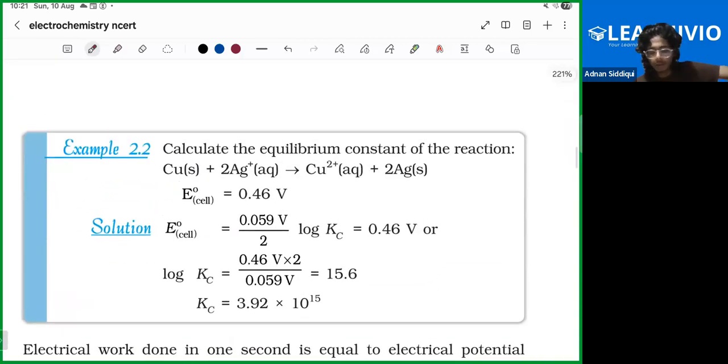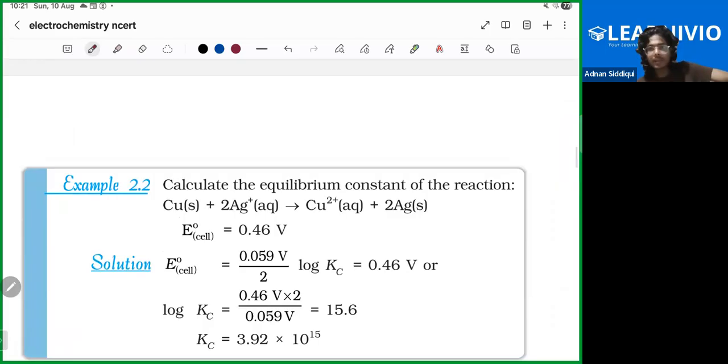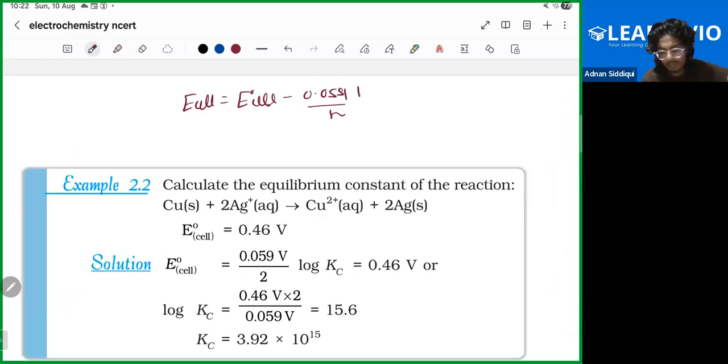In this question, they have introduced this term equilibrium constant. What I told you: how does the Nernst equation change if we are using this equilibrium term? Q gets changed to K. 0.0591 over n, log Q changes to log K, equilibrium.